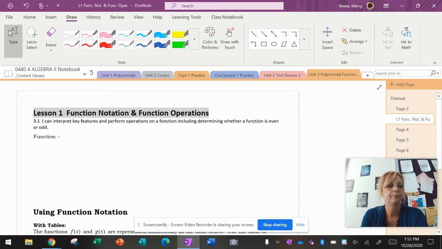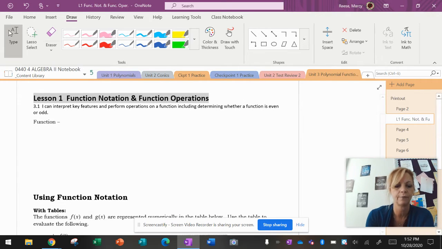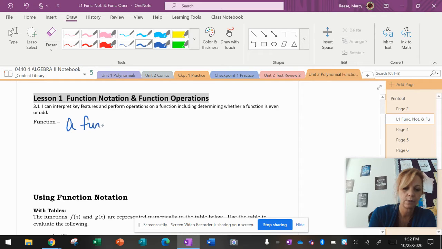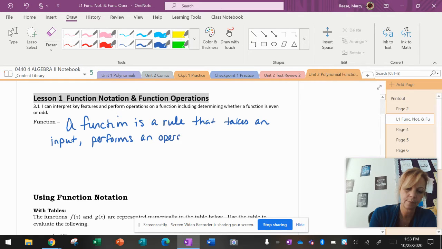Okay. So first thing is first, a function. What is it? You've heard this before. You've done the vertical line test. You've done all that stuff. But let's put some terminology to it. So a function is a rule that takes an input, typically an x, performs an operation or operations, and produces an output.